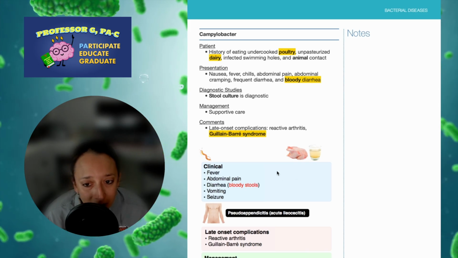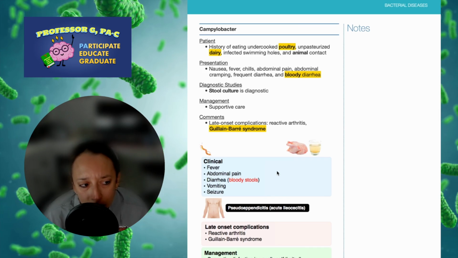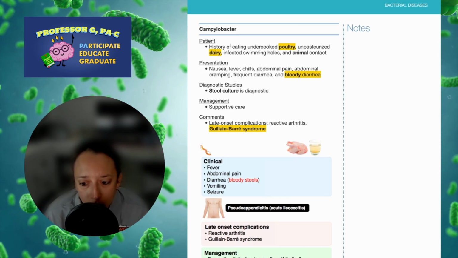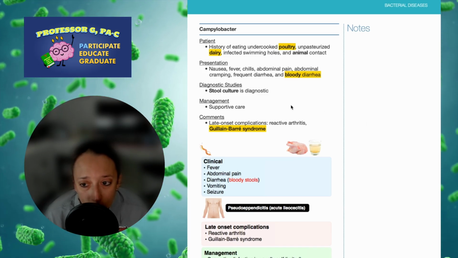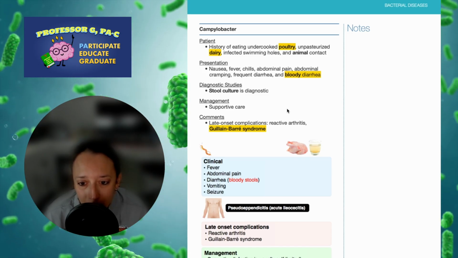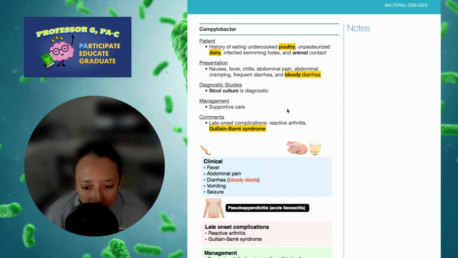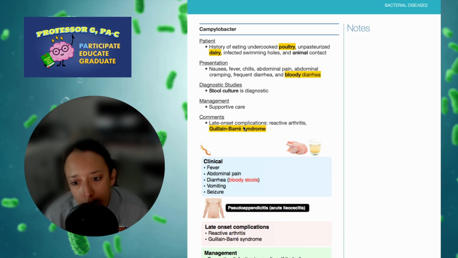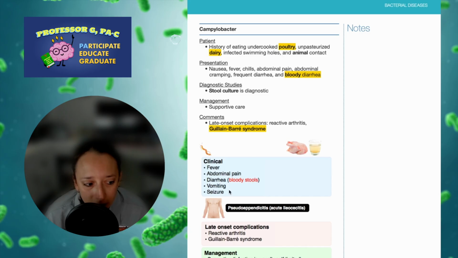The pain can mimic appendicitis due to the right lower quadrant cramping. Diagnosis is confirmed by stool culture, and management is primarily supportive. We want to rehydrate with electrolytes, and in severe or immunocompromised cases, we'll treat with a macrolide like azithromycin. Appropriate tip: a patient with bloody diarrhea followed by an ascending weakness, think Campylobacter triggering Guillain-Barré. This is a classic PANCE connection. Remember, reactive arthritis and Guillain-Barré are potential sequelae.